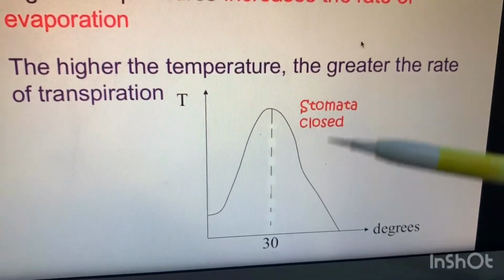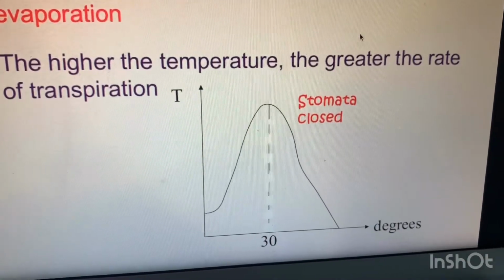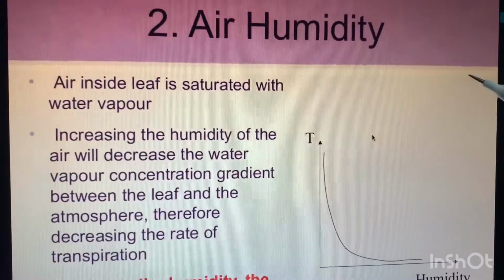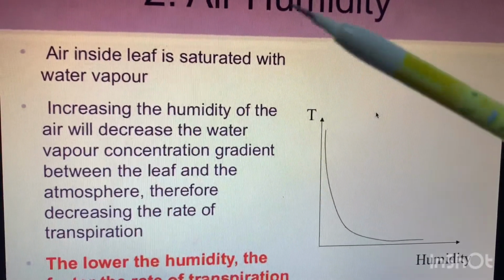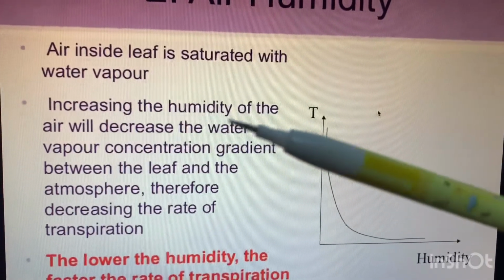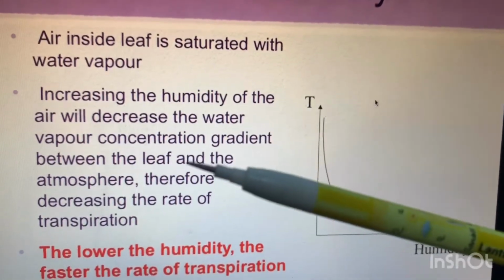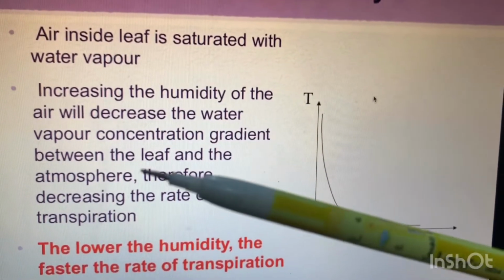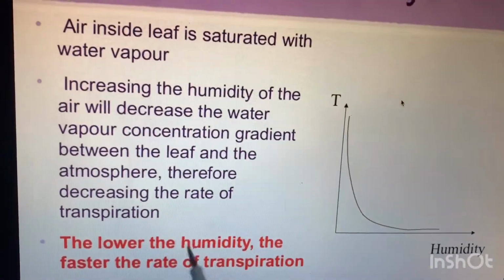If you see in the diagram, they have shown the temperature. Number 2 is air humidity. Air inside the leaf is saturated with water vapors. Increasing the humidity of the air will decrease the water vapor concentration gradient between the leaf and the atmosphere, therefore decreasing the rate of transpiration.